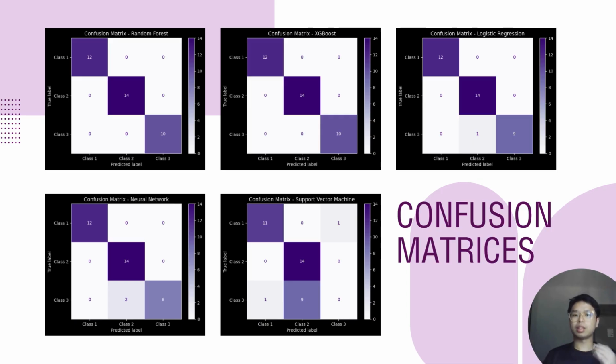Moving on are the clearer visuals of the prediction performance, which use the confusion matrices. As you can see here, for random forest and also XGBoost, all their predictions fall into the correct classes. Then moving on is the confusion matrix of the logistic regression. There is one that falls into the wrong class, and for the neural network, there are two. And finally, for the support vector machine, I think this model was confused in identifying class 2 and class 3 wine.